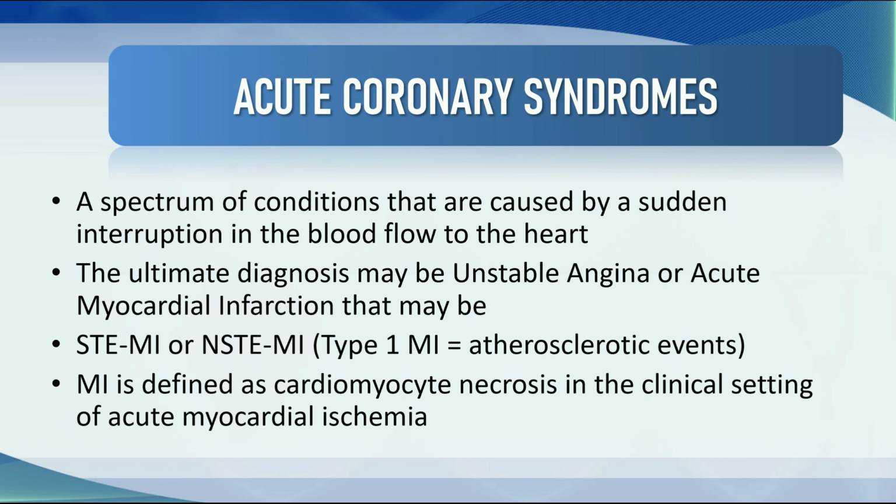Acute coronary syndromes are a spectrum of conditions that are caused by sudden interruption in the blood supply to the heart. The ultimate diagnosis may be unstable angina or acute myocardial infarction. That may be an ST segment elevation myocardial infarct, or a non-ST segment elevation myocardial infarct. Both of these are type 1 MIs and they are usually associated with atherosclerotic events. Myocardial infarction is defined as cardiomyocyte necrosis in the clinical setting of acute myocardial ischemia. It is the end point.